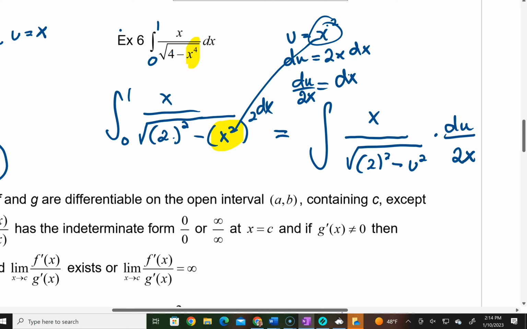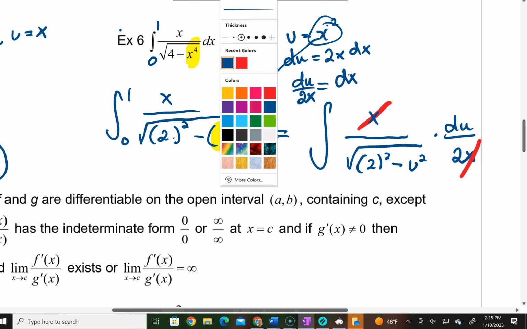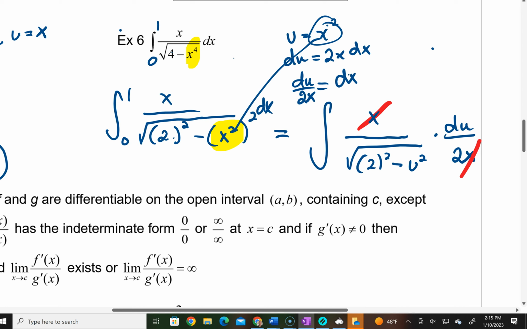So good things are happening. Real good things are happening. Once I've done that substitution, anything with an x has now been wiped out, and my problem only has u's in it. One last thing that we need to do: we need to change our bounds.